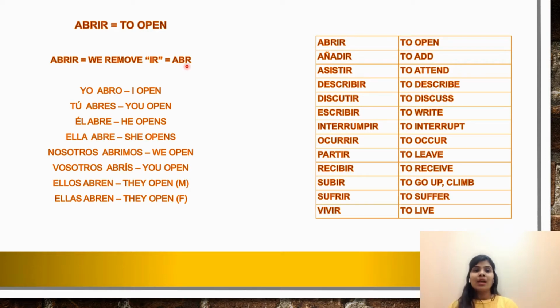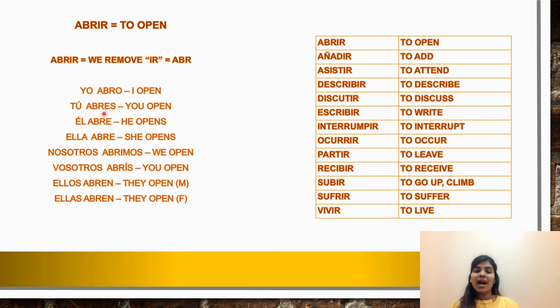So, yo abro. ABR is taken from the verb abrir and O is the ending. So for IR verbs with the personal pronoun yo, the ending is O, always. Abro, I open.